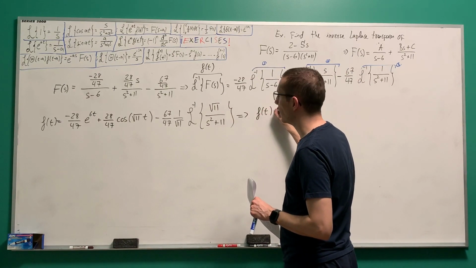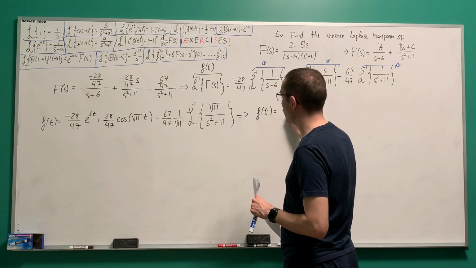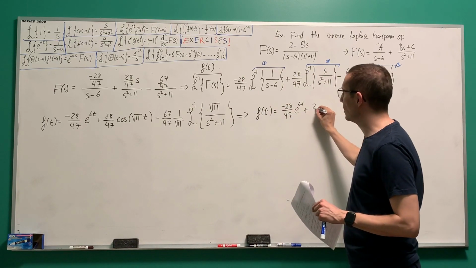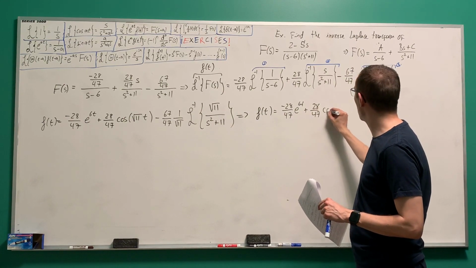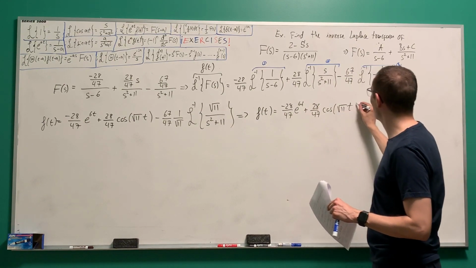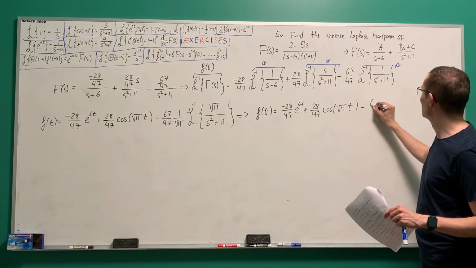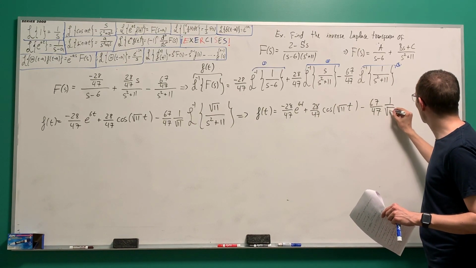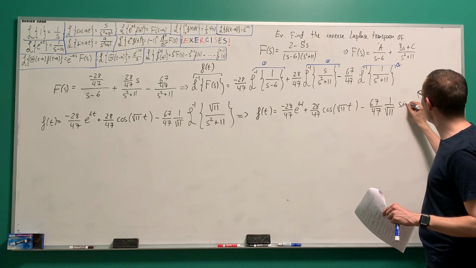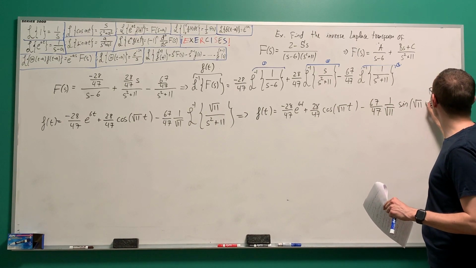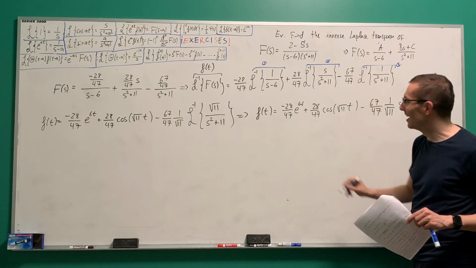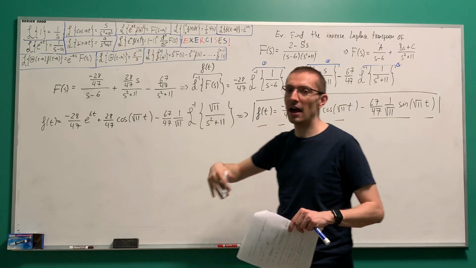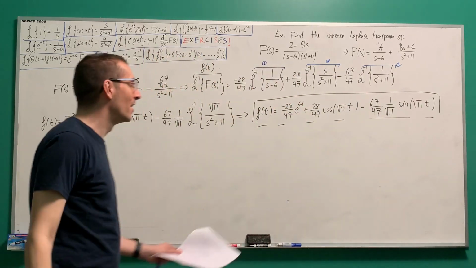F of t is equal to minus 28 divided by 47 e to the 6t plus 28 divided by 47 cosine of square root of 11t minus 67 divided by 47 times 1 over the square root of 11 times the sine of square root of 11t, and that is the solution to this exercise, and another exercise solved.